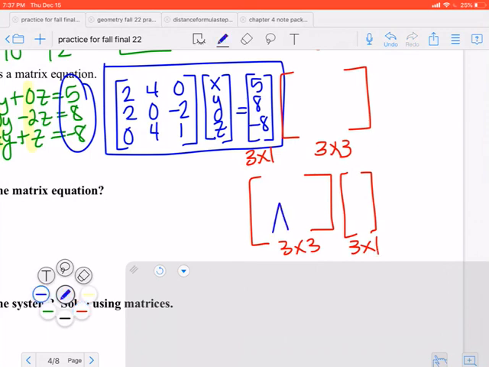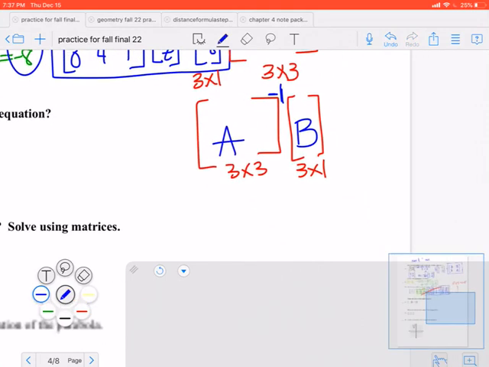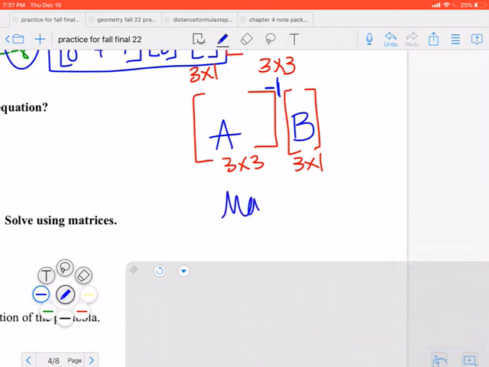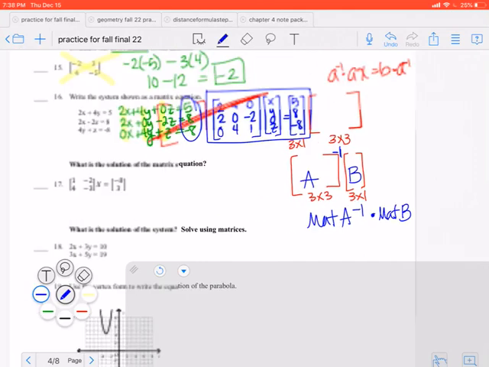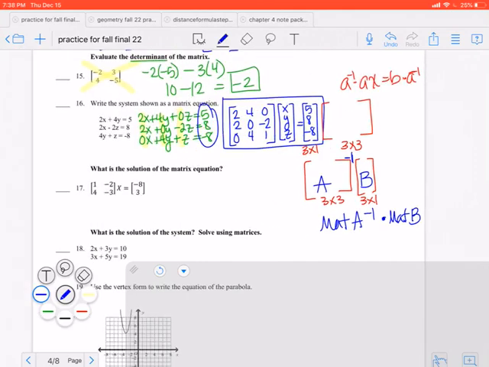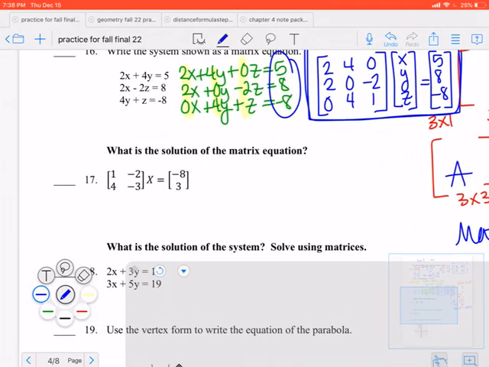So I would make this one matrix A, this one matrix B, and that one's the inverse that we're multiplying by. After I made the matrices, I would type mat A inverse times mat B. But they didn't ask for that, I was just saying in case that comes up. They just wanted us to say what the matrix equation was. So we're done right there.